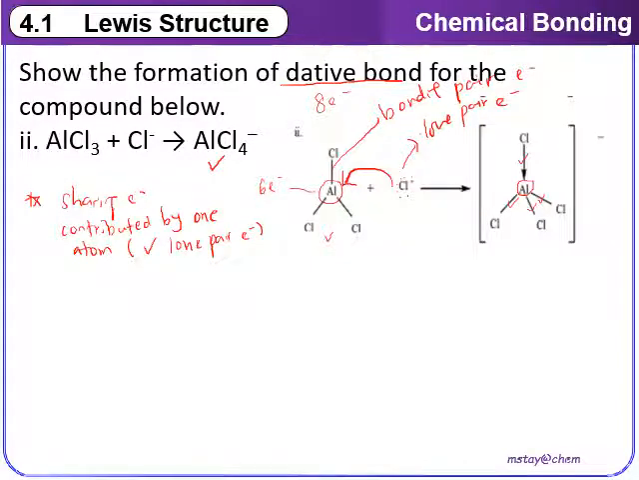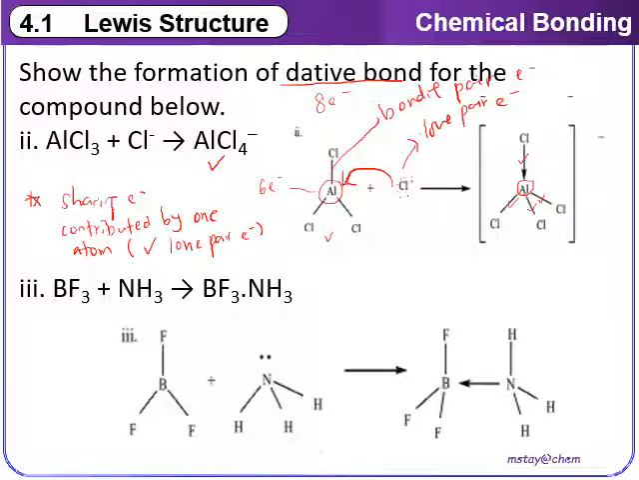Let's look at another question here, number 3, BF3 and NH3. So we try to draw out the structure for the BF3 and NH3 first. In this context, we can see boron has 6 electrons, while nitrogen has 2, 4, 6, 8, and one of them is a lone pair. This lone pair will be contributed by the nitrogen and shared with boron. So the arrow will point from nitrogen to boron. In the end, this is the product formed, with the arrow from the nitrogen bond pointing to boron.